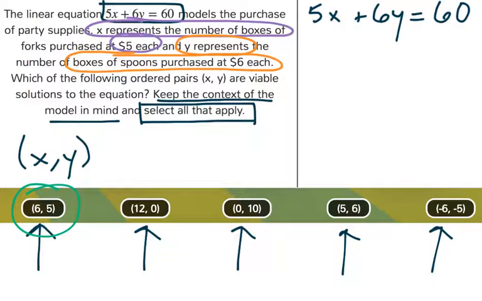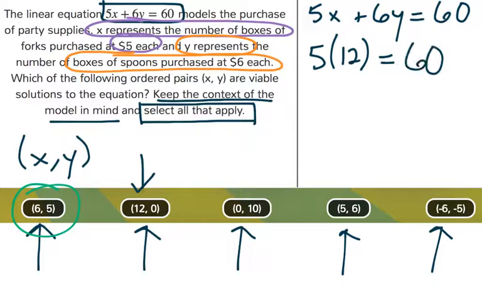The next one just has an x value of 12, no y value, so it's really just 5 times 12. And then the 6 gets multiplied by 0, so I'm not even going to write it. It just gets canceled out completely, equals 60. Is 5 times 12 60? Well, if you multiply it out, it is, so this is also a correct answer. So we found 2 so far.